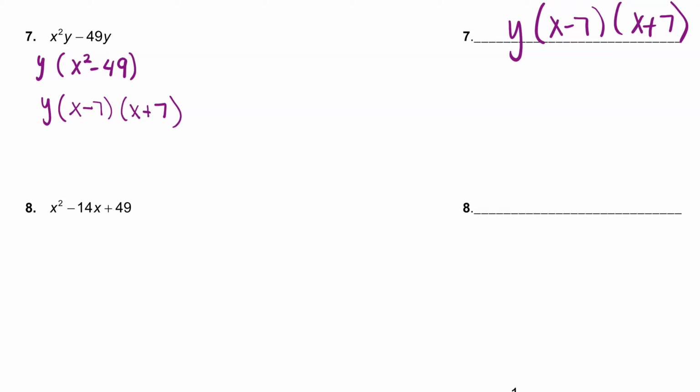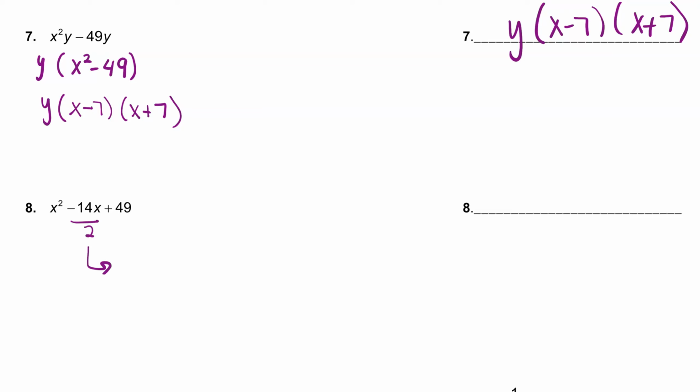So, is there a greatest common factor for number 8? 3, 2, 1. No, there's not, because x squared has 1 in front of it. Okay. Is this a difference of squares? No. We're going through our special cases now. Is this a perfect square trinomial? Yes. How do you know? Because 4 divided by 2 is 7 and 7.